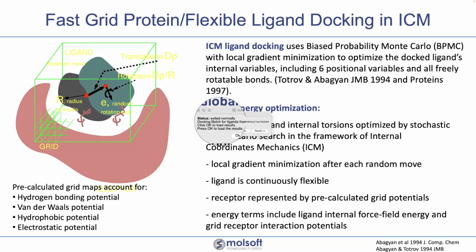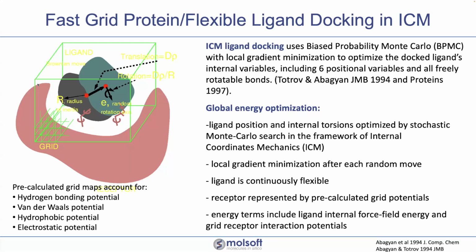So when the docking finishes, you get this message saying exited normally, and you just click OK. The method is a global energy optimization. So the ligand position and internal torsions are optimized by a stochastic Monte Carlo search in the ICM framework. There's a local gradient minimization. The ligand is continuously flexible, so you don't need to pre-generate conformers when docking.